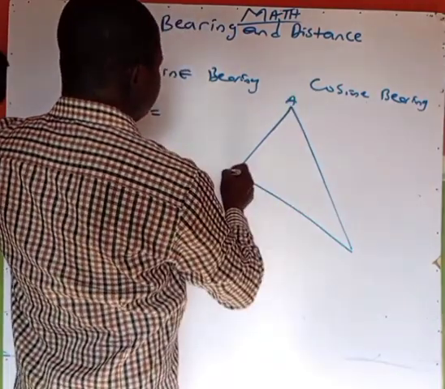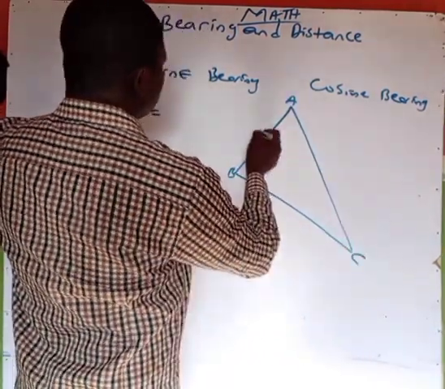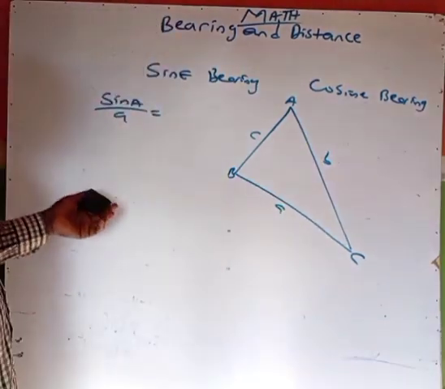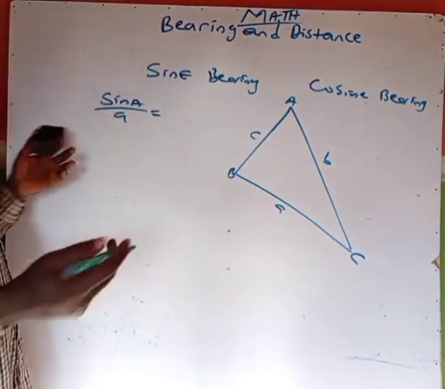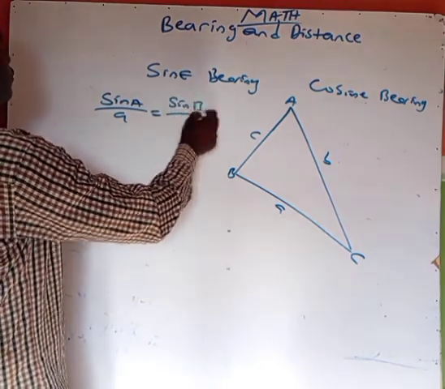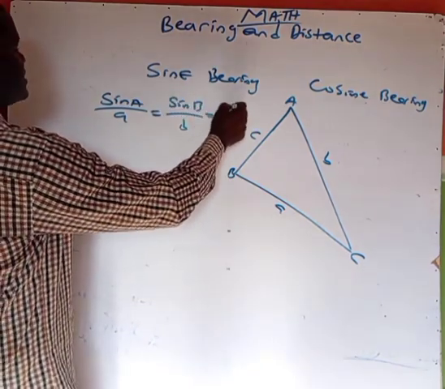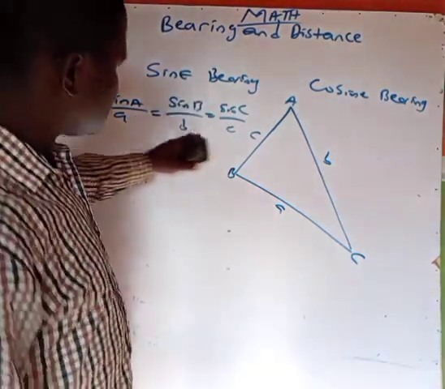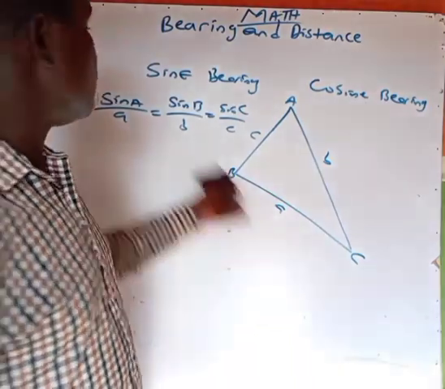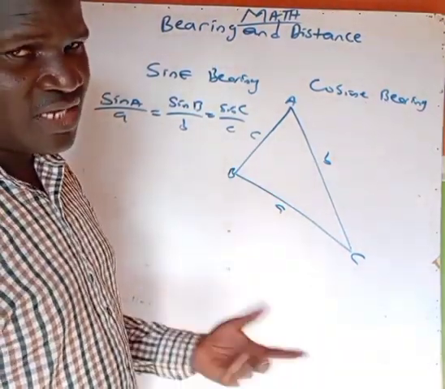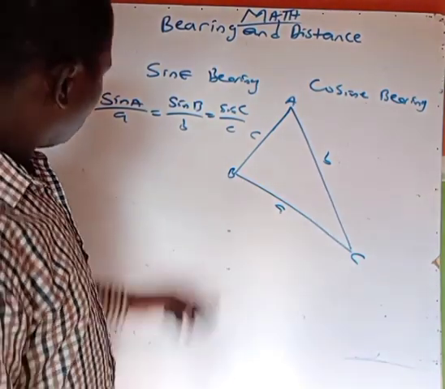So ABC. So you have C, B, A. So here, for this one, for sine bearing, you can simply have this: sine B over B equal to sine C over C. So this is the formula. They can give you any one. It may not necessarily be A, B, C; it may be P, Q, R, S, or X, Y, Z, as the case may be. So you have it like this.